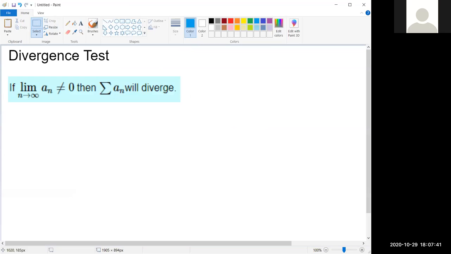All right, so here's the divergence test. Let's just think about this and use our intuition here. Let's say we have a series. Let me give you this one right here. So we have 1 plus 2 plus 3 plus 4 plus 5, and let's say it goes on forever all the way to infinity.